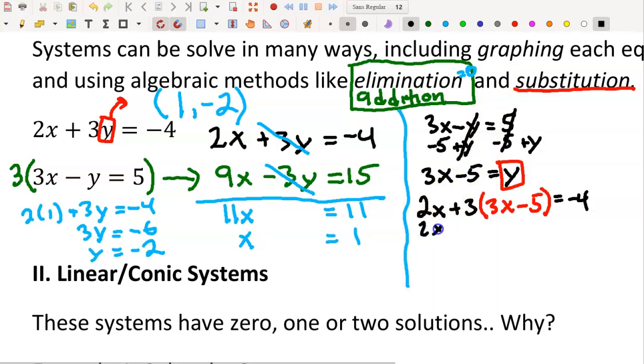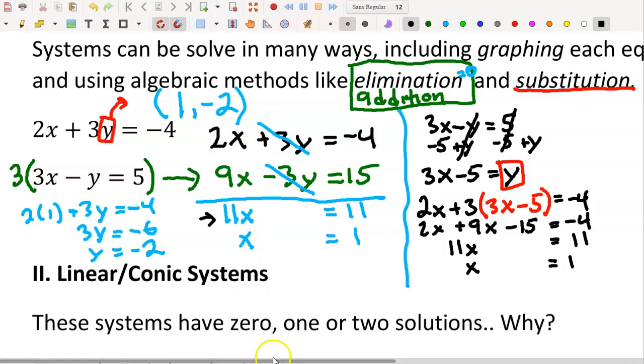So we got 2x and 9x and negative 15 equals negative 4. And you'll notice the same numbers come up here that come up in the addition method. So we have an 11x once again, like we did right here, 11x. And if you add 15 to both sides, you end up with 11 as well. So you can see in the end, it comes out to the same work. Of course, we'll get the same answer. Just because we're using a different method doesn't mean we should have a different answer.